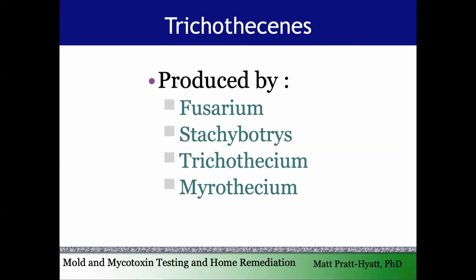trichothecene. So this is a big family here, and they can produce a lot of different mycotoxins. Now, the main four species that make trichothecenes are Fusarium, Stachybotrys, Trichothium, and Mycotoxin.